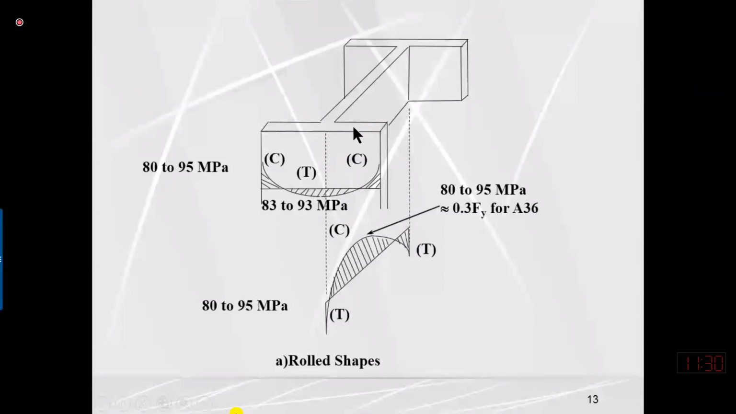Experimental studies have suggested that these compressive stresses, which are produced due to uneven heating and cooling, are approximately equal to 30% of Fy, maybe 80 to 95 megapascal, if we have a steel whose yield stress is 250 megapascal. And just to balance the compressive stresses at the tips, the junction is subjected to tensile stresses.